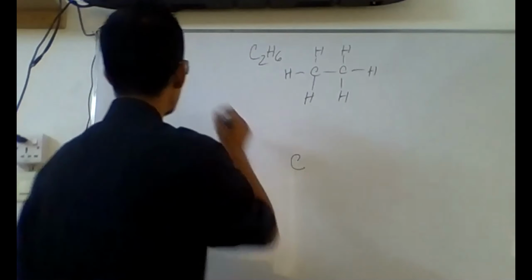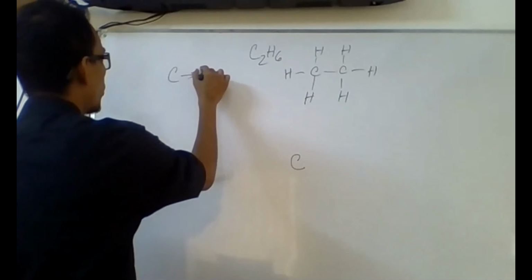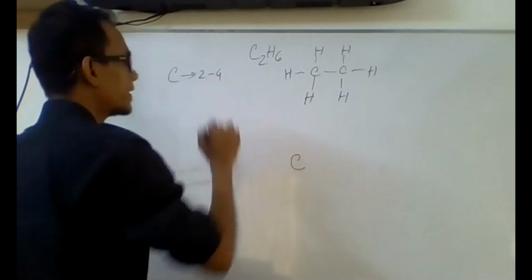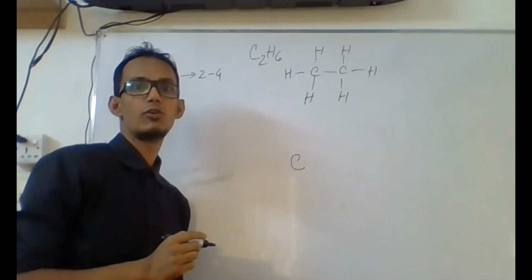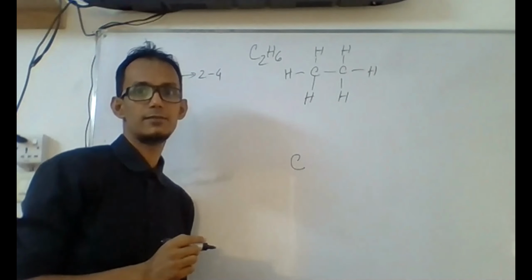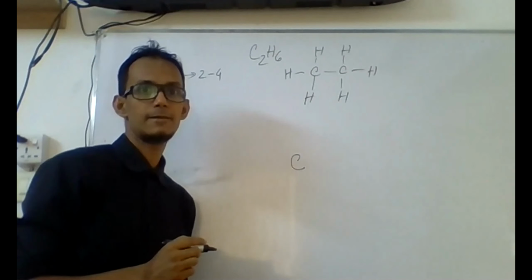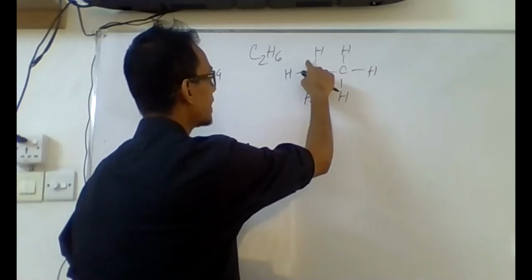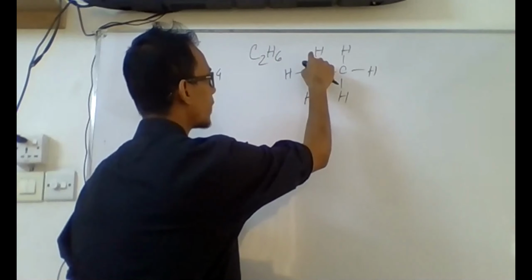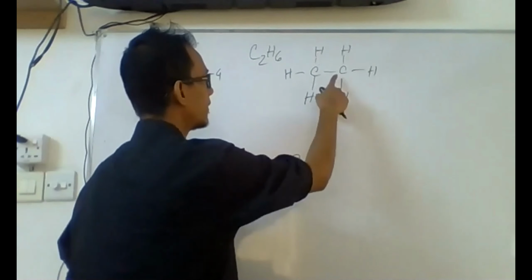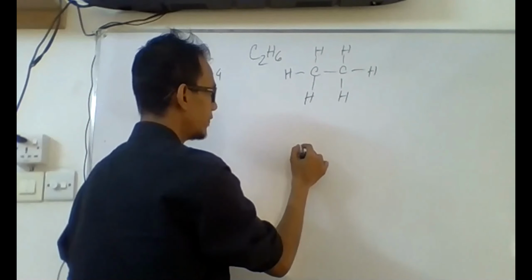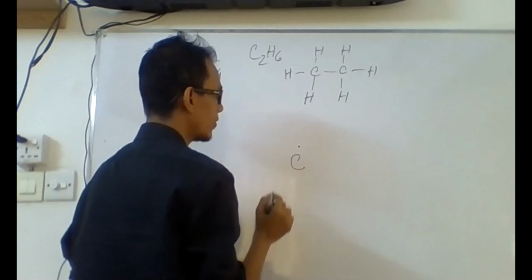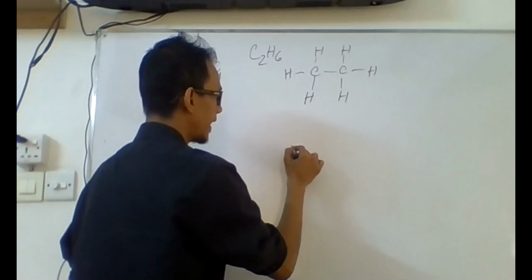Six means what? Carbon has 2 in the inner shell and 4 in the outer shell, right? 4 electrons in the outer shell, right? Yes, sir. So look, carbon with its 4 electrons is sharing them with four things: one with hydrogen, one with hydrogen, one with hydrogen, another with carbon. So if we give the electrons like this, carbon and hydrogen.